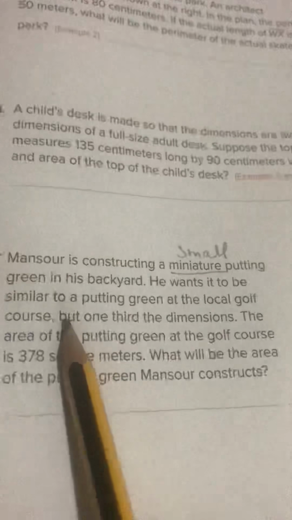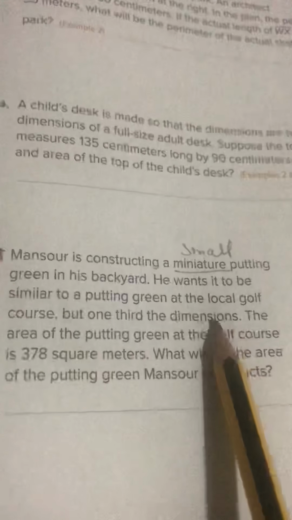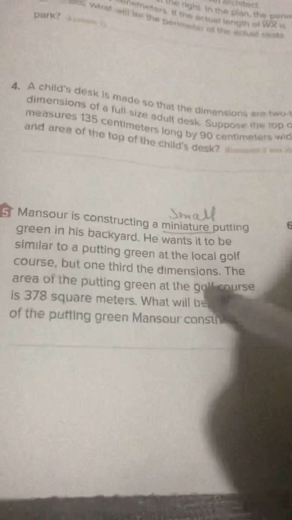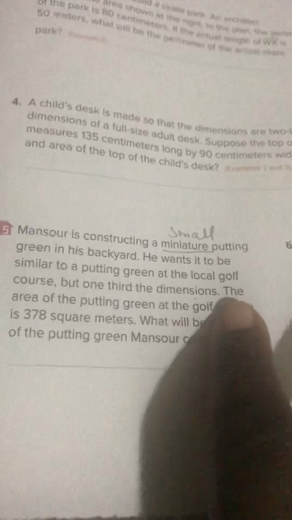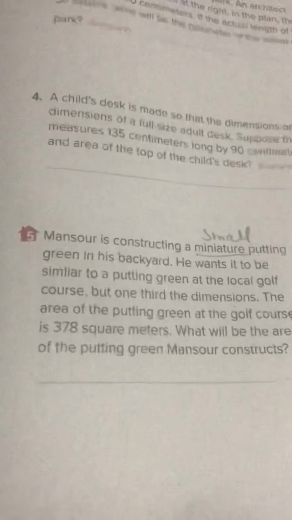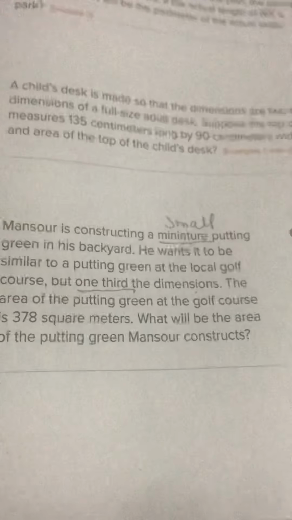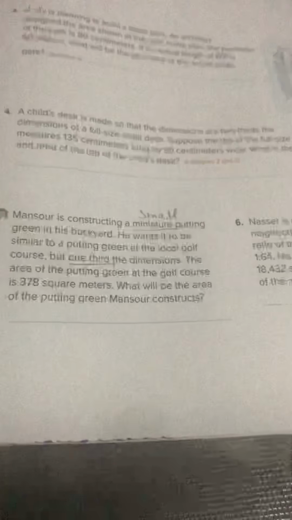But he wants it to be 1/3 the dimensions. So we will start with the golf course. As I read, the area of the putting green at the golf course is 378 square meters. So I only have information about the golf course and the scale factor. So this 1/3 means 1/3. And since it is less than 1, that means I am reducing. Okay?